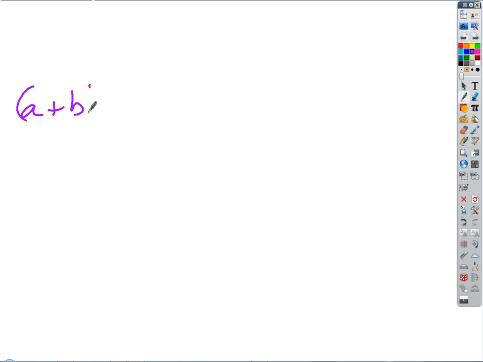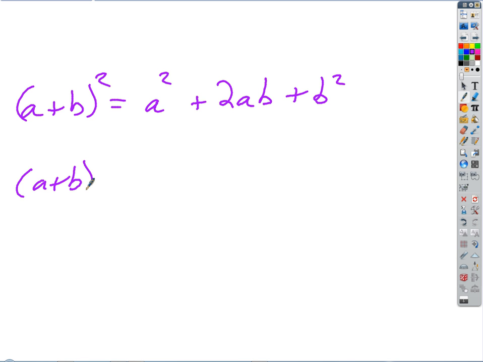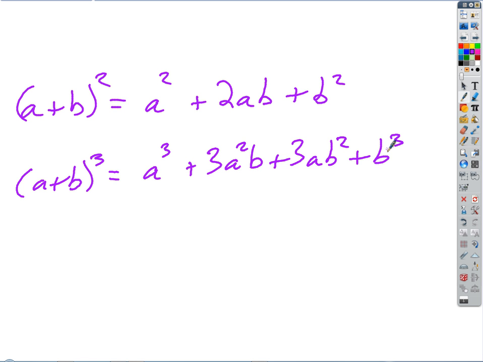So a plus b squared equals a squared plus 2ab plus b squared. A plus b cubed equals a cubed plus 3a squared b plus 3ab squared plus b cubed. How do we get that? Really easy. There's a couple of rules that always apply.